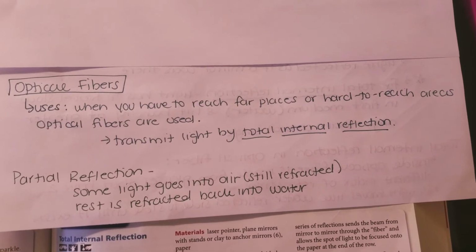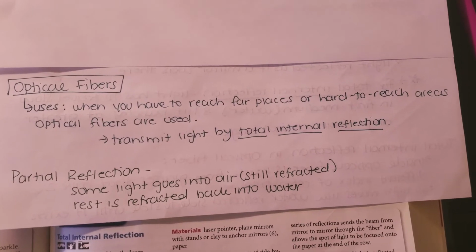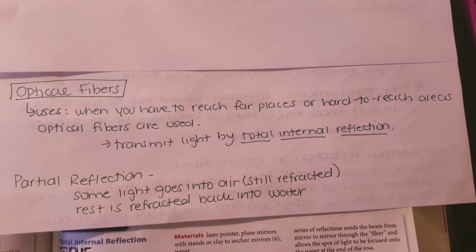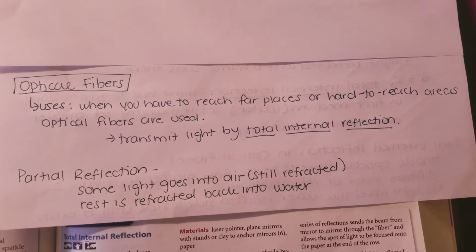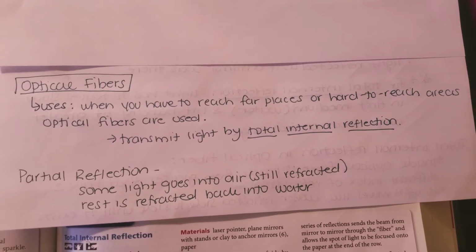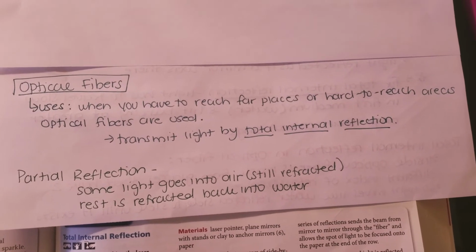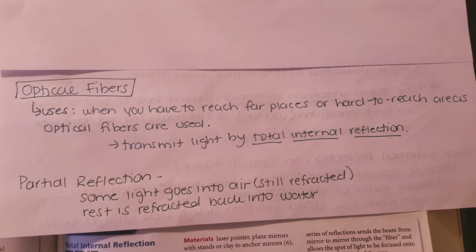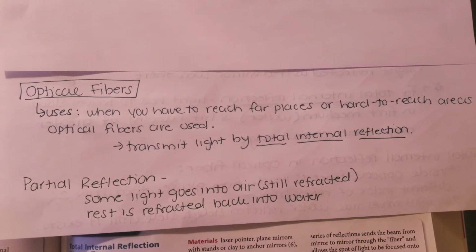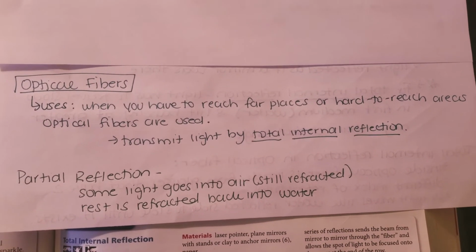The way that they transmit this light to these far distances is through something called total internal reflection. In the next couple minutes, we're going to get into what total internal reflection is, but before we get to that, I need to tell you guys about other types of reflection, so it makes sense when we get to total internal reflection.